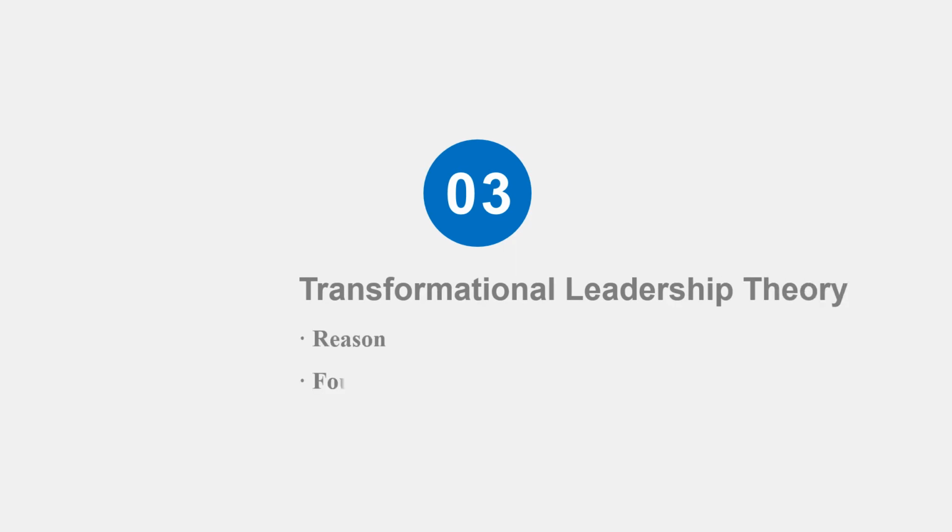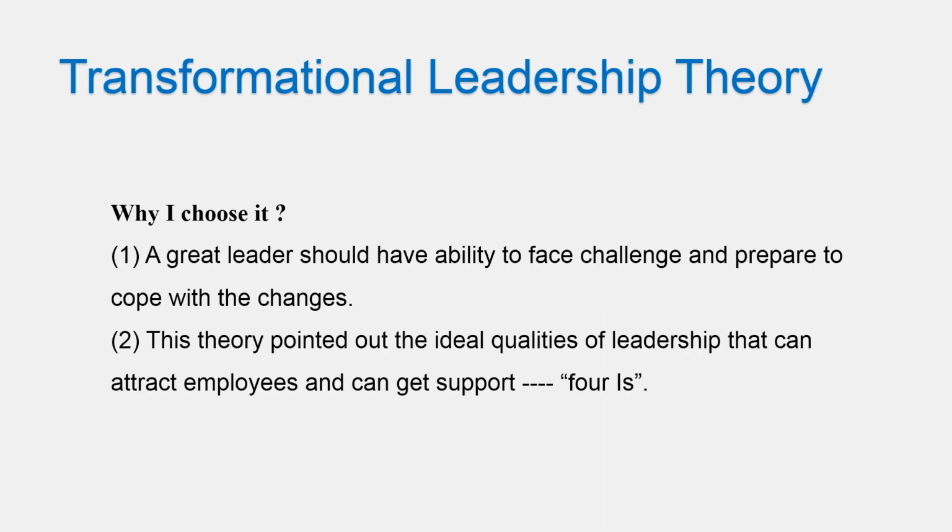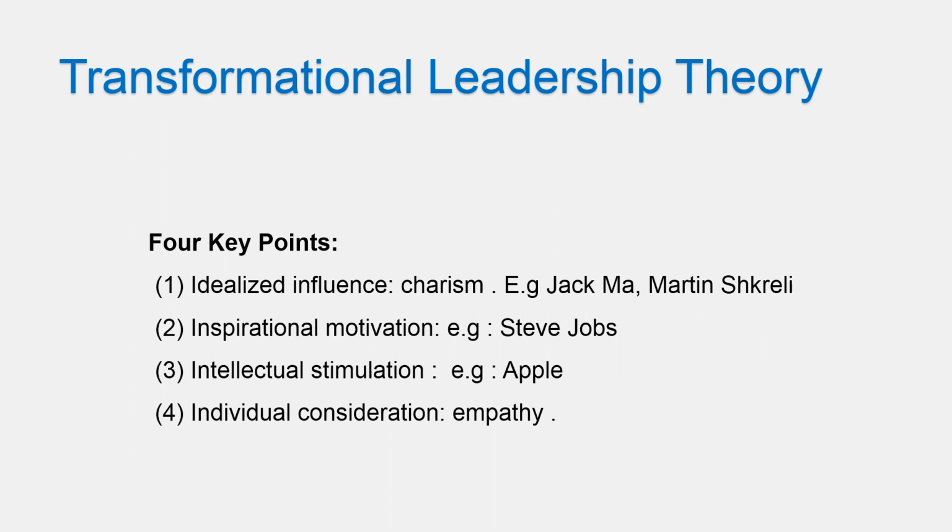The second theory is transformational leadership theory. This theory points out the ideal qualities of leadership that can attract employees and get support, the 4 I's. There are 4 key points in this theory. The first one is idealized influence.